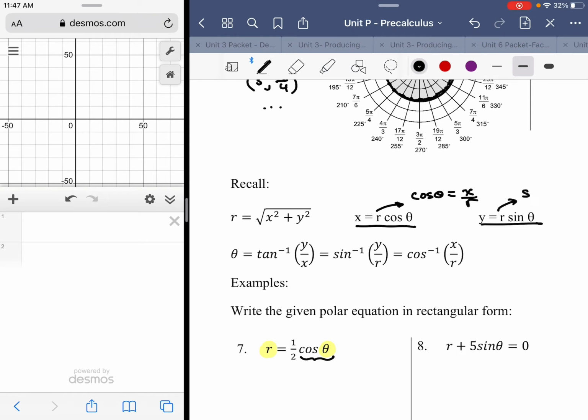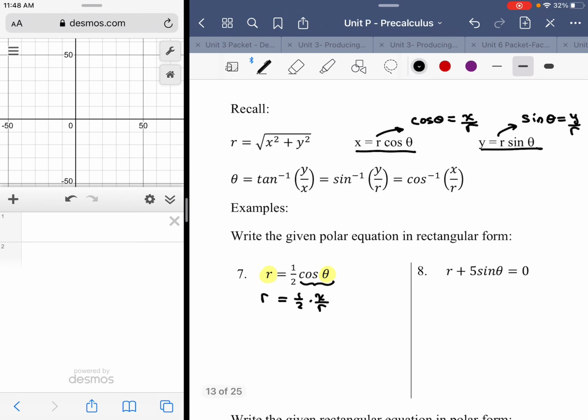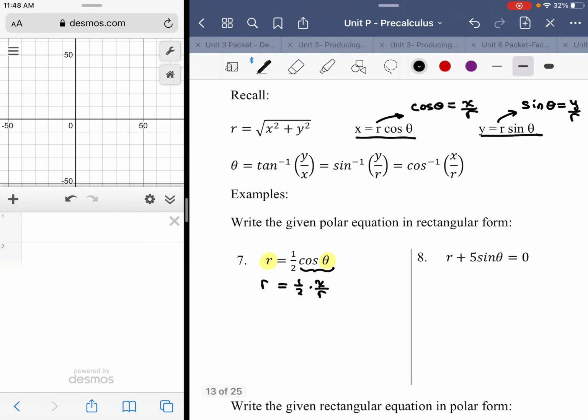Cosine of theta is equal to x over r. Sine of theta is equal to y over r. All right, so 1/2 x over r is equal to r. Now, you might instinctively say, oh, I see an r, I'm going to replace it with the square root of x squared plus y squared. I recommend that you resist that urge, because an r is helpful, but an r squared would be even better.